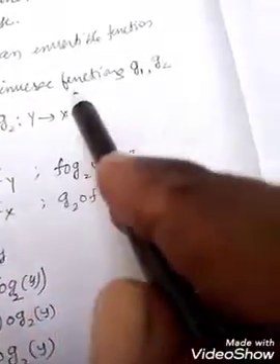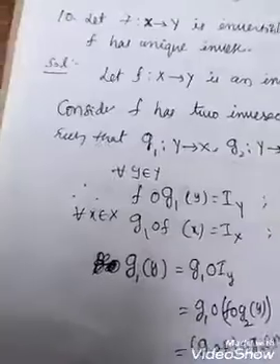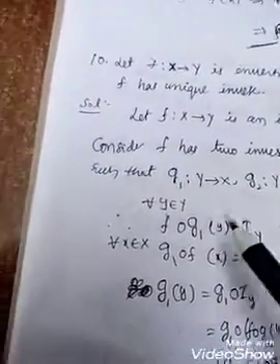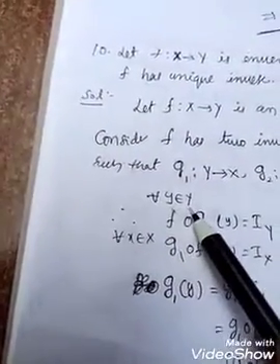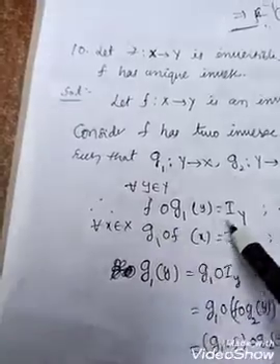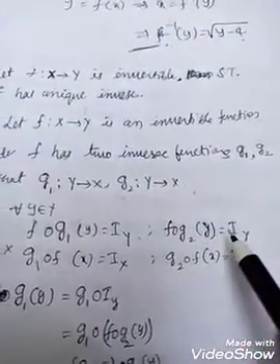Consider f as having two inverse functions. What are the inverse functions? g1, g2 are taken, such that g1 maps y to x and g2 maps y to x. For all y belonging to Y, what we have taken is the inverse function. Therefore, by definition, g1 circle f of y is equal to iy, and g2 circle f of y is equal to iy.